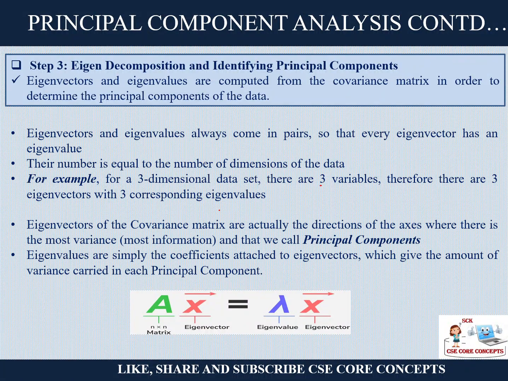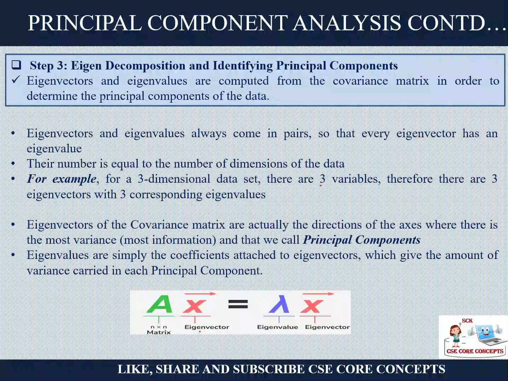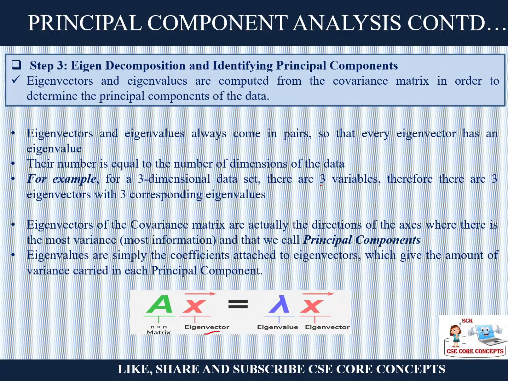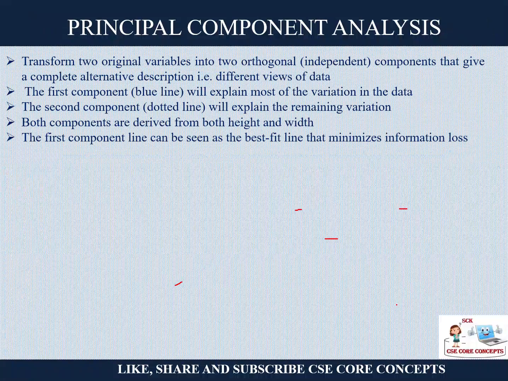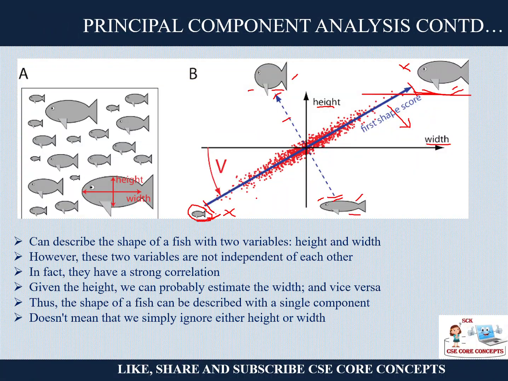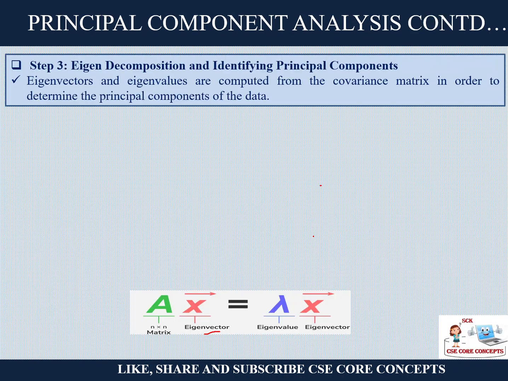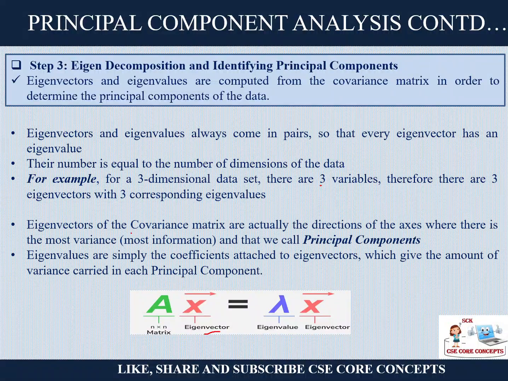So eigenvectors of the covariance matrix are actually the directions of the axes. The eigenvector will show you the direction, right? This direction is the direction of the principal component, this line. This is your first principal component, this is your second principal component. Which principal component is showing the higher variance? The first one. So obviously you are going to select the first, PC1, right? Eigenvalues are simply the coefficients attached to the eigenvectors which give the amount of variance, okay, in the direction it is showing.